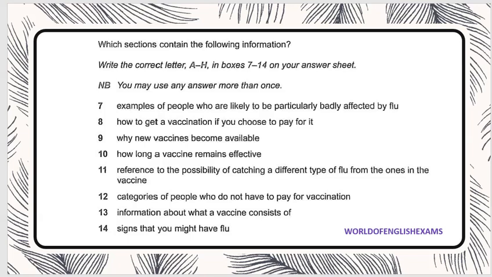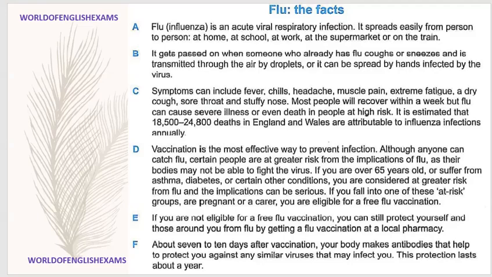No, they are not telling that. They are only telling the ways in which a person can be infected. Then categories of people who do not have to pay, nothing about payment. Then 13th question, information what a vaccine consists of, nothing given there. And signs that you might have flu, no, nothing about symptoms given there. So have you understood that not always all the paragraphs need to contain the information? Some of the paragraphs might just be there to confuse us.